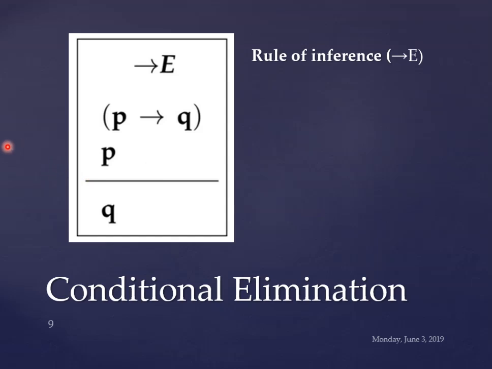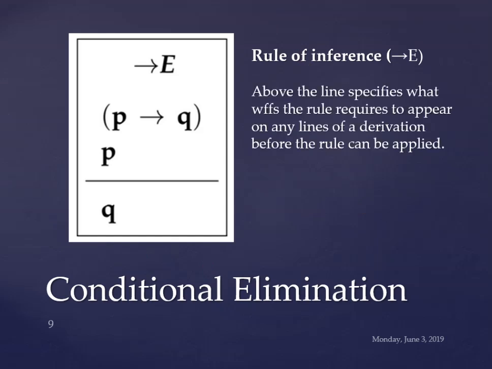Well, if you have P arrow Q on a line and P on a line, then you're allowed to write down Q, because that's what modus ponens will allow. That's a valid rule of inference. I call these little things icons. They're the visual representation of the rule of inference.